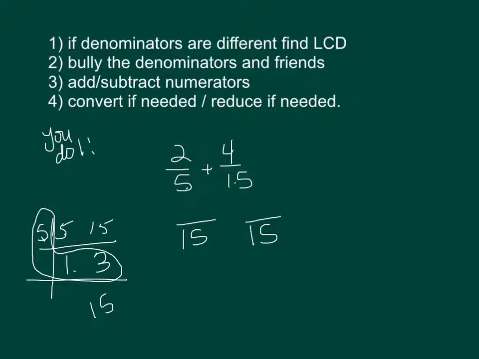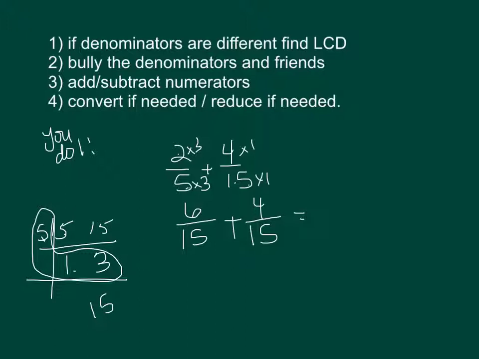All right, so now I'm on step 2, be the bully. What do I do to 5 to get him to become 15? I beat him up with a 3. And in order to keep his fraction equivalent, I must do the same thing to his best friend. So 2 times 3 is 6. What do I do with a 15? Well, nothing really. I mean, I beat him up with a 1. Okay, so I beat his best friend up with a 1, fine.